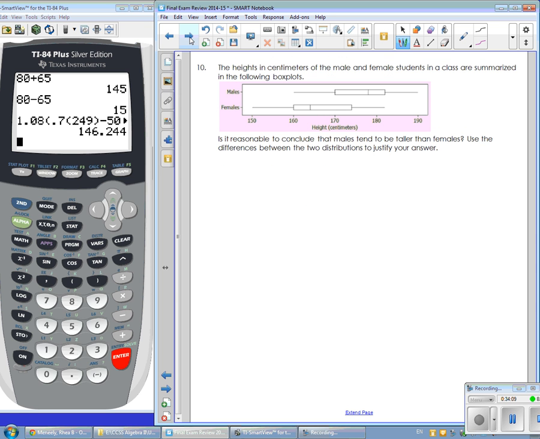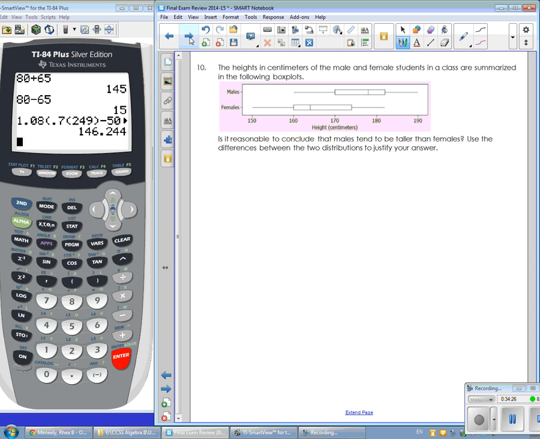All right, and number 10, it says the heights in centimeters of male and female students in a class are summarized by the following box plots. Is it reasonable to conclude that males tend to be taller than females? Use the differences between the two distributions to justify your answer. So this is obviously a constructed response question.